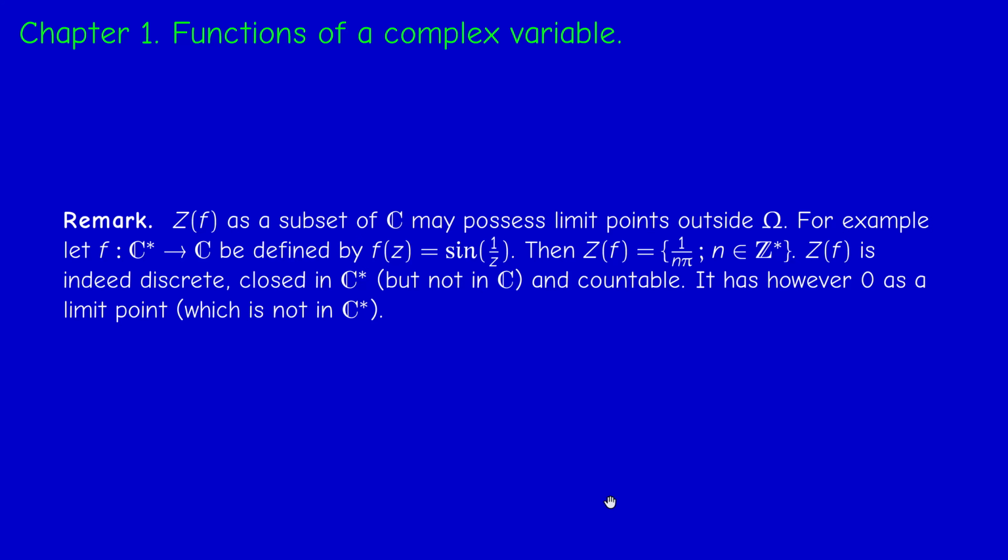And I just want to illustrate a remark that I made before, the case where Z of f may possess a limit point outside omega, but not very far from omega. If it possesses a limit point, it's necessarily on the boundary. So for example, take omega equals C star. Then the boundary of omega is 0, right? Consider the function given by sine of 1 over z.